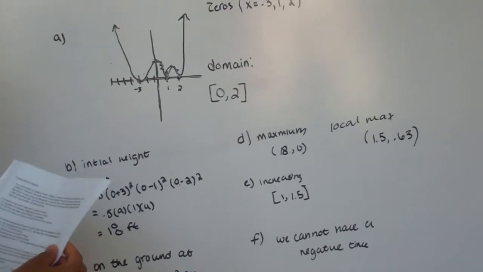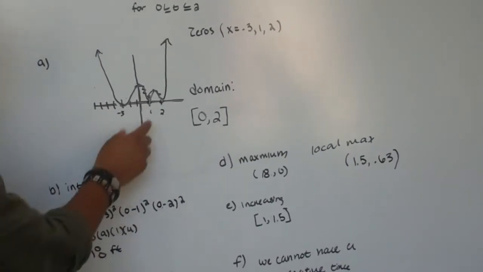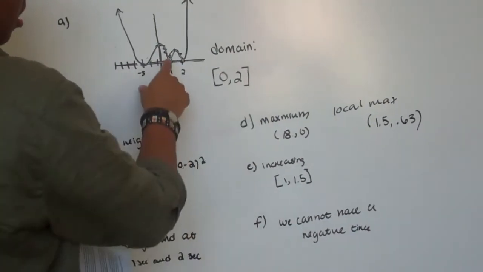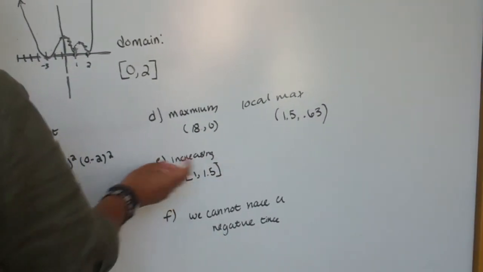And what's that other question? For what time is the clay's height increasing? So once it hits the ground at 1 second, it bounces a little bit, and it gets another maximum, which is at 1.5.